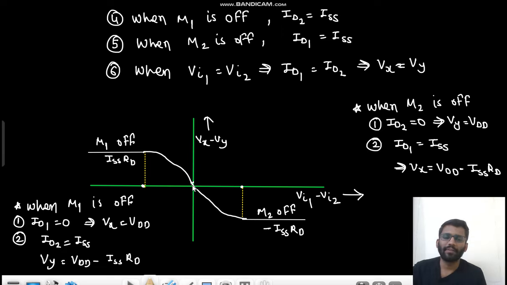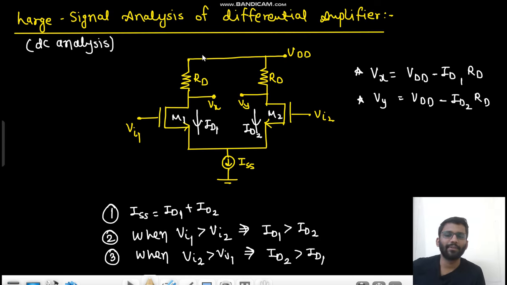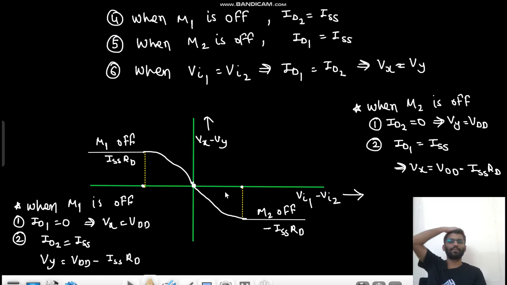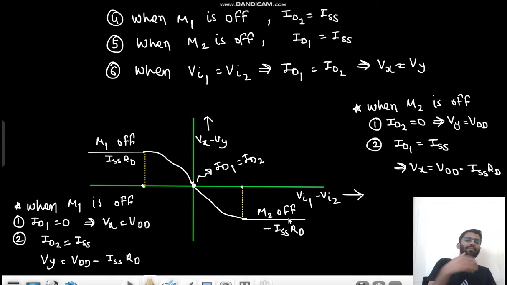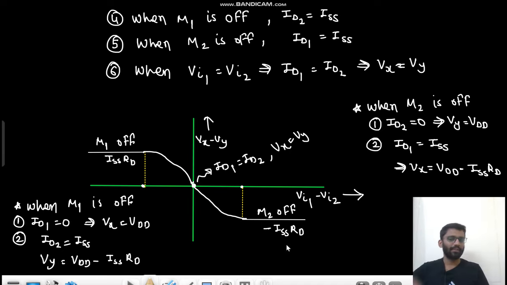And at this point, VIN1 is equal to VIN2. That means ID1 is equal to ID2. So this drop and this drop will be the same, so VX minus VY will be 0. Here, ID1 is equal to ID2, and VX is equal to VY. So this is the curve, VX minus VY versus VIN1 minus VIN2. An interviewer can ask you to draw this curve.